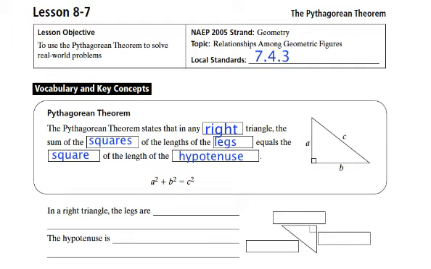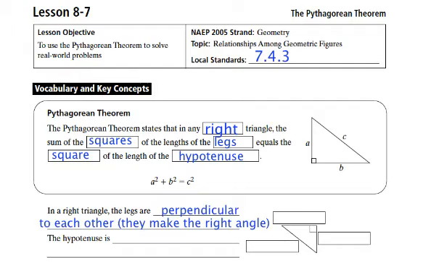The Pythagorean Theorem states that in any right triangle, the sum of the squares of the lengths of the legs equals the square of the length of the hypotenuse. The formula is a squared plus b squared equals c squared.